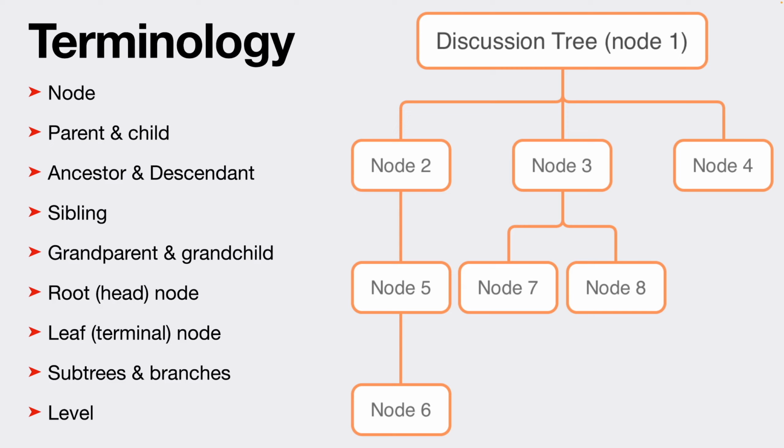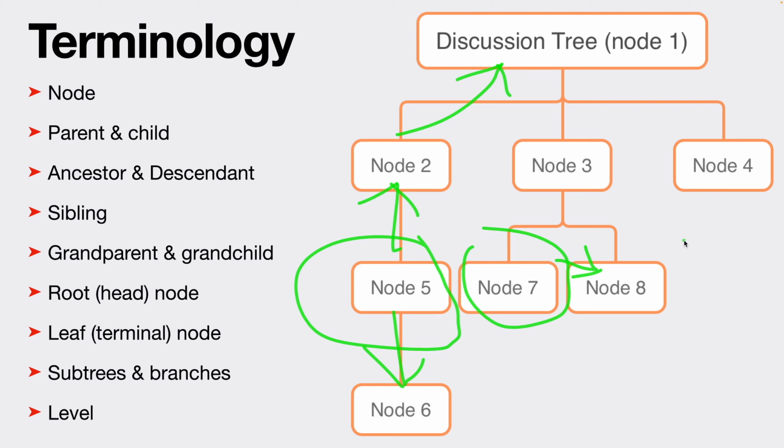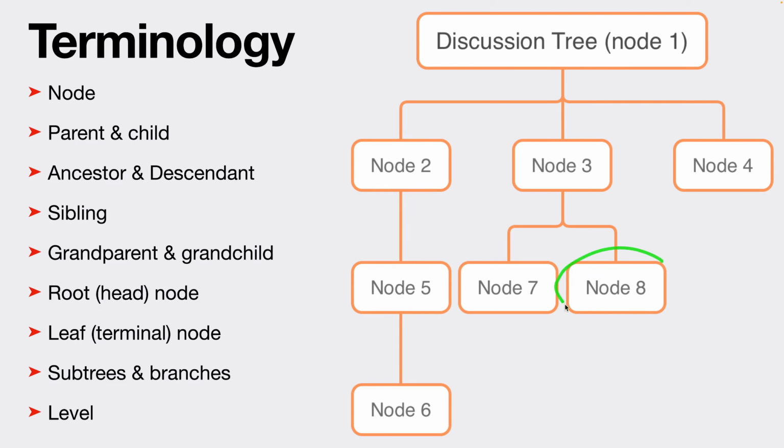There's more terminology based on family trees. A node has ancestors and descendants. For node 5, its descendants are node 6, and its ancestors are everything back to the first node, so nodes 1 and 2. Its siblings, it doesn't have any siblings. Node 7, on the other hand, has a sibling, which is node 8. A sibling is a node that has the same parent. Node 8 is a grandchild of node 1. Node 1 is its grandparent.